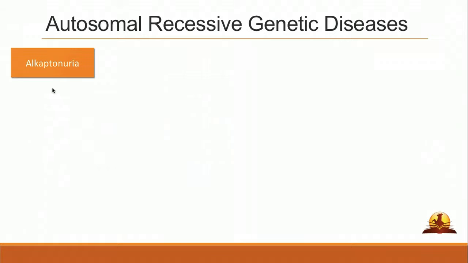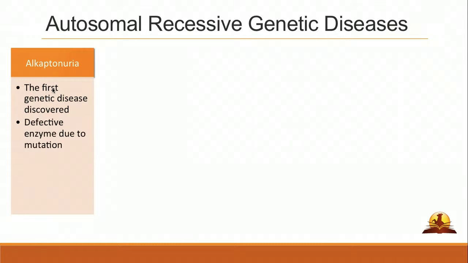All the other chromosomes, the other 22 pairs that don't have to do with sex, they call those the autosomes. Okay. So here are a few diseases that you need to know, and they talk about this in your resource guide. First one is called alkaptonuria. It was the first genetic disease discovered. Basically there's an enzyme that is defective because of a mutation. So that's alkaptonuria.